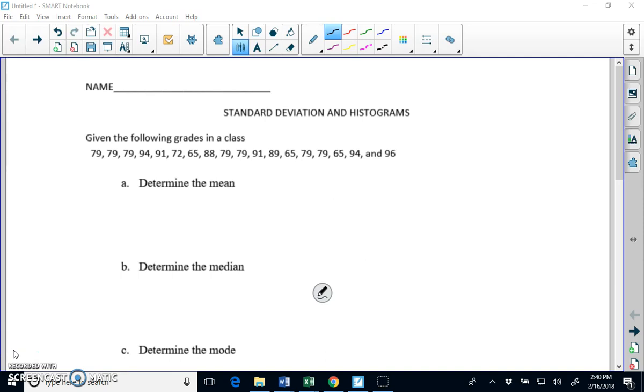Usually on the AP exam, you don't have to calculate these, maybe the mean, but usually they don't make you calculate the mean, median, and mode. But for the SAT, which is coming up soon, they certainly want you to be able to calculate the mean, median, and mode for a data set.